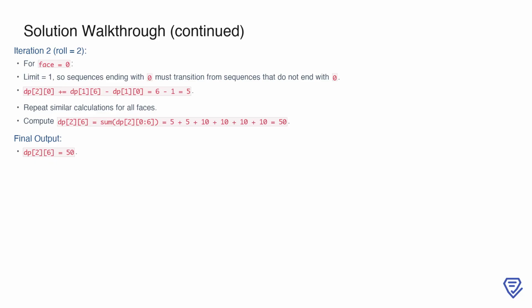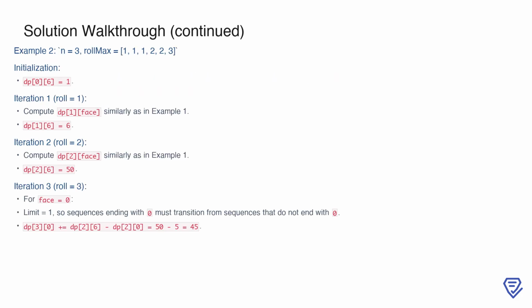In the second iteration, where roll equals 2, we calculate dp[2][face] for each dice face. For instance, for face 0, since its rollMax is 1, any sequence ending with face 0 must transition from sequences that do not end with face 0. Thus, dp[2][0] is calculated as dp[1][6] - dp[1][0], which equals 6 minus 1, giving us 5. We repeat similar calculations for the other faces, accounting for their respective rollMax constraints. Once all values are computed for this roll, we find dp[2][6], the total number of valid sequences of length 2, by summing up dp[2][0] through dp[2][5]. This results in a total of 50 valid sequences.